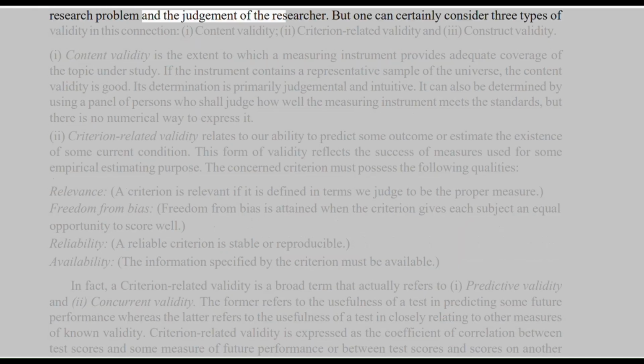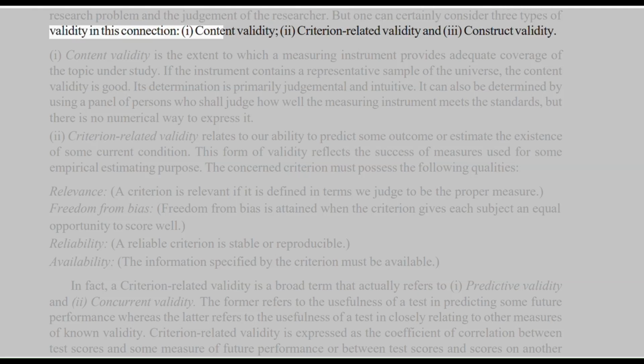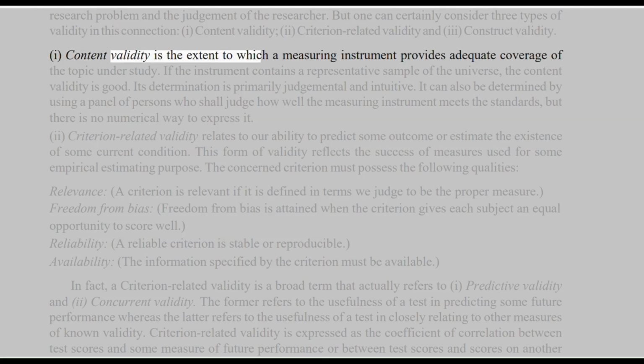But one can certainly consider three types of validity in this connection. 1. Content validity. 2. Criterion-related validity. 3. Construct validity. 1. Content validity is the extent to which a measuring instrument provides adequate coverage of the topic under study.